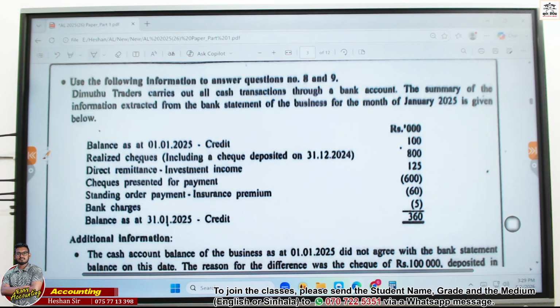Dimuthu traders carried out all transactions through a bank account. The summary of the information extracted from the bank statement of the business for the month of January 2025 is given below. Balance as at 1st of January 2025, it's a credit balance 100. Realized check 800. Direct remittances, investment income 125. Checks presented for payment 600. Standing order, insurance premium 60. Bank charges 5. Balance as at 31st of January 2025. Credit.